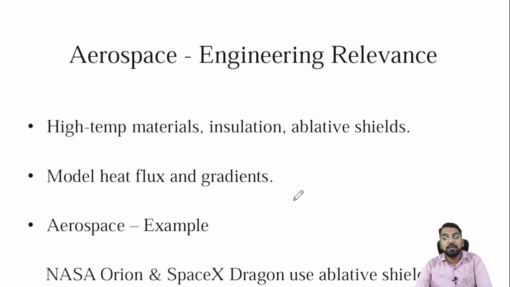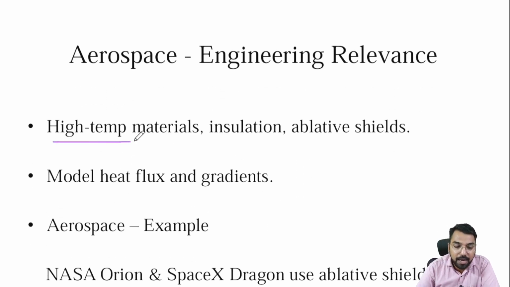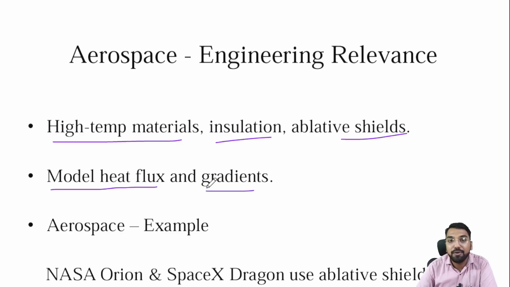So what is the aerospace engineering relevance? High-temperature materials, insulation, ablative shields, and modeling heat flux gradients. These are the things you have to analyze, and for analyzing them you must understand the basics of heat transfer, what types of modes there are, and how much heat transfer is going to occur. For example, NASA Orion and SpaceX Dragon use an ablative shield to withstand 1500 degrees Celsius during re-entry.